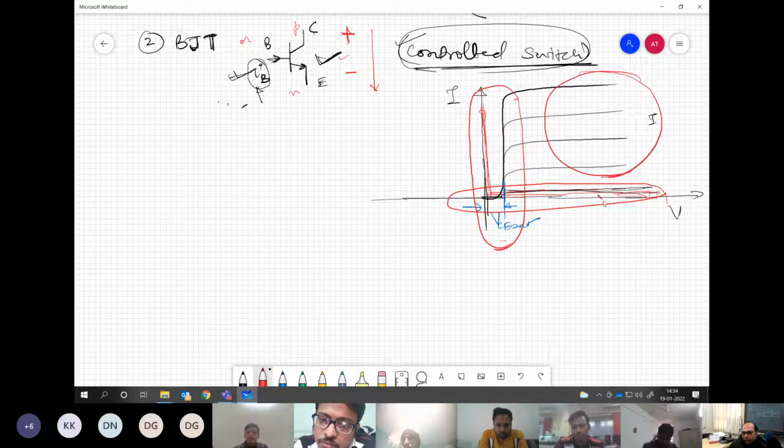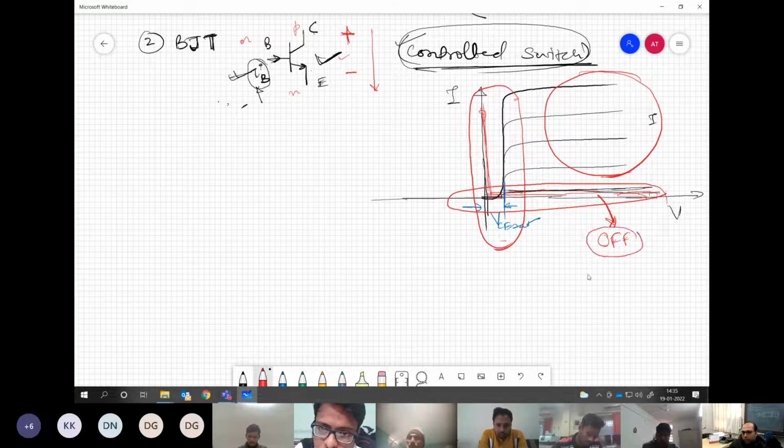So what is said here is that the current flowing through the device is very, very small and the voltage is going very high. It is in the off state, where we are blocking a lot of voltage and a very, very small current, maybe some microamperes, is flowing. So this is basically equivalent to the off state of the device, and this zone is called the cutoff zone.